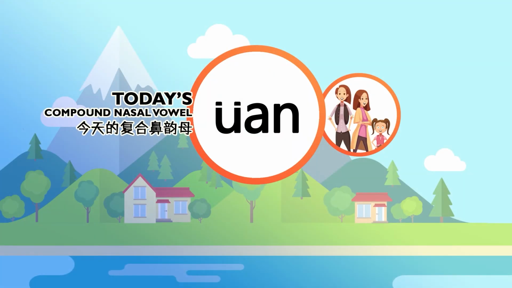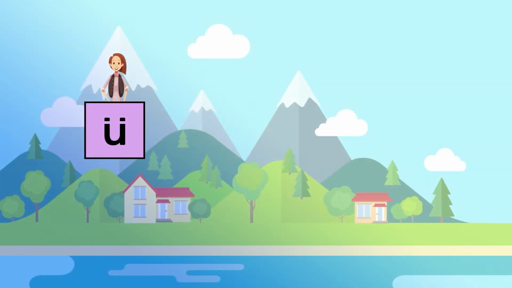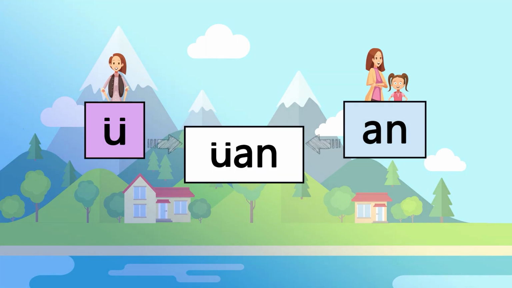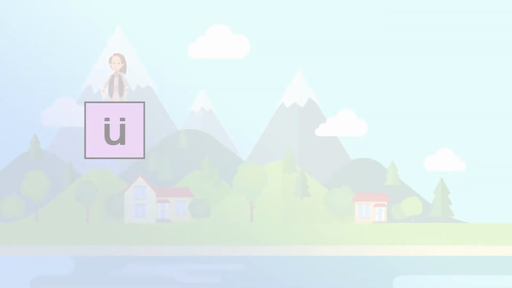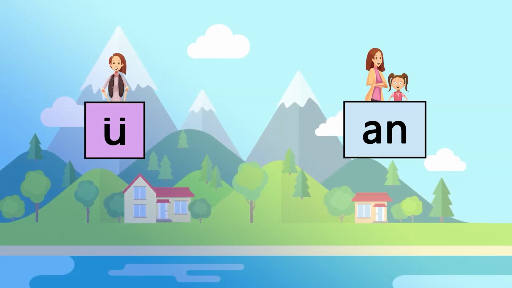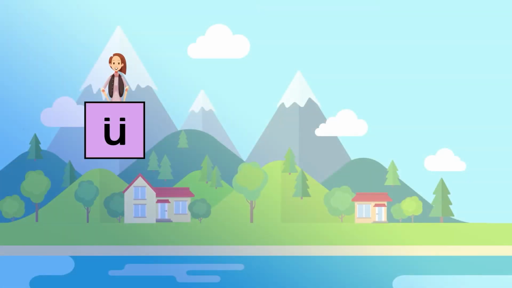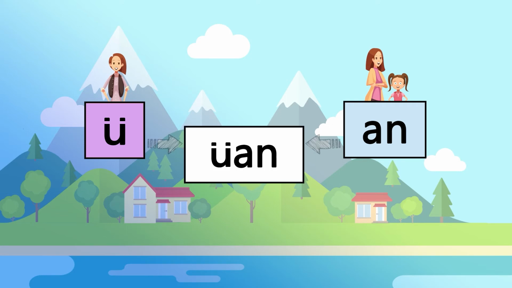Yuan. Yuan is composed of yu and an, pronounced as yuan. Again, yu, an, yuan. Yu, an, yuan. The four tones are yuan, yuan, yuan, yuan.